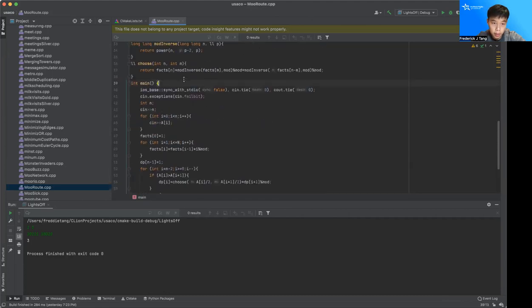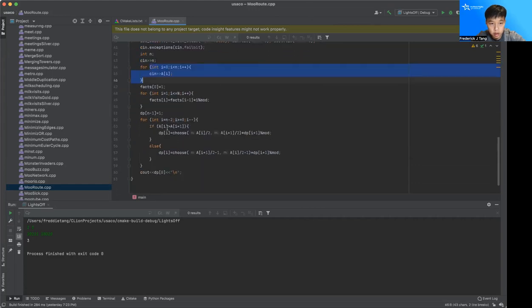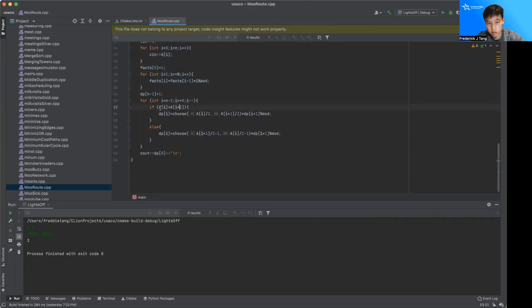The code is actually very short. First I read in the input. Most of the code is just reading input and pre-computing the factorials. So this is a factorial array that I'm pre-computing. And then here's my DP transition. If A i is greater than A i plus 1, you just do choose A i over 2. This is exactly what I wrote. Otherwise, you choose minus 1. And that's it.